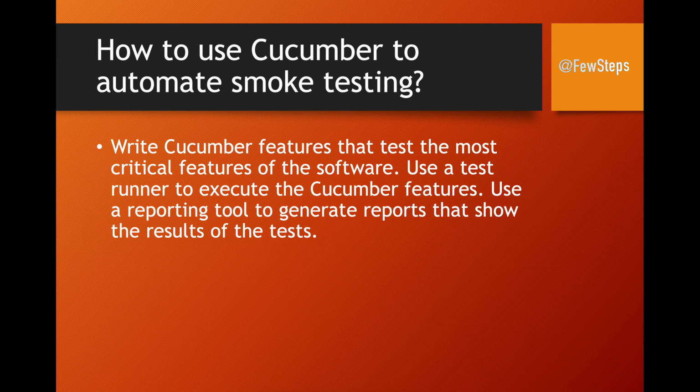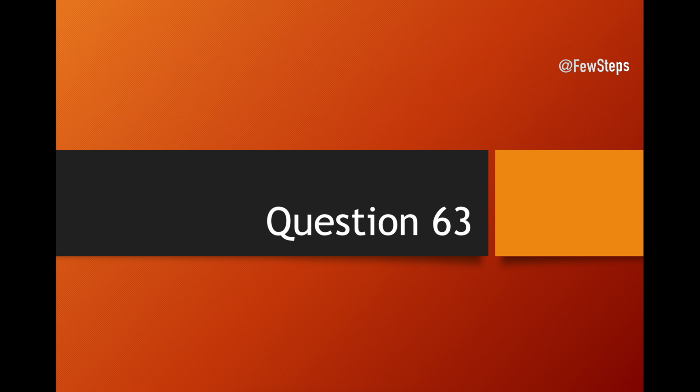Question 62. How to use Cucumber to automate smoke testing? Write Cucumber features that test the most critical features of the software. Use a test runner to execute the Cucumber features. Use a reporting tool to generate reports that show the results of the tests.